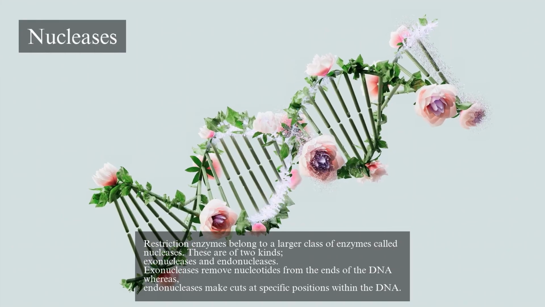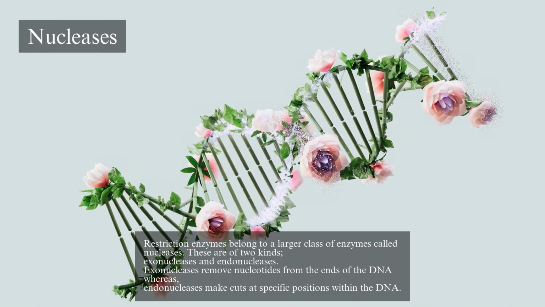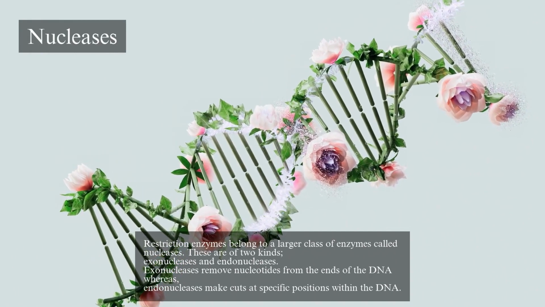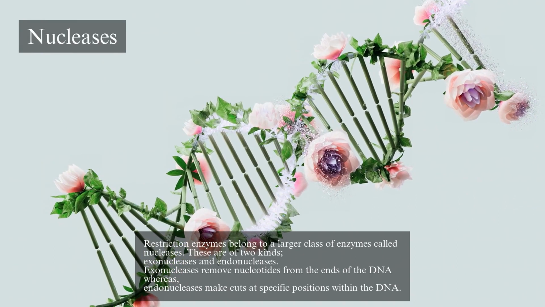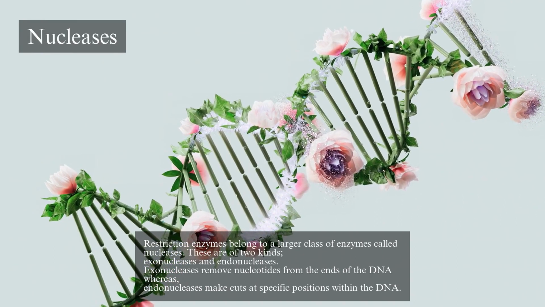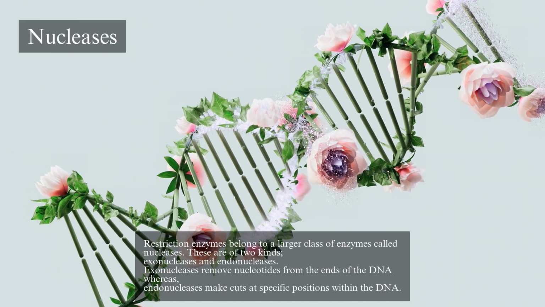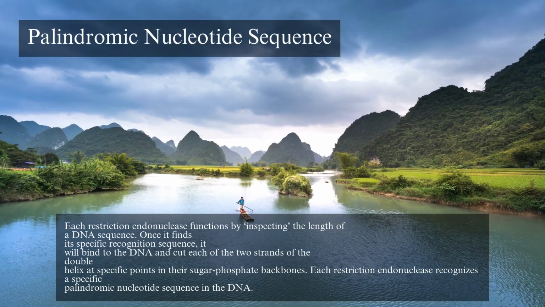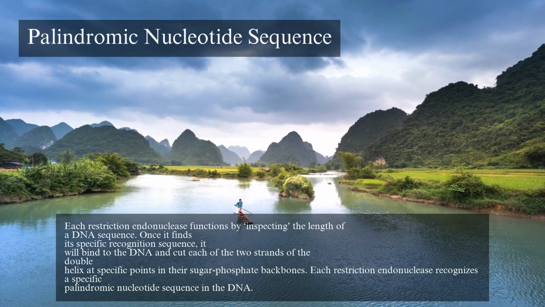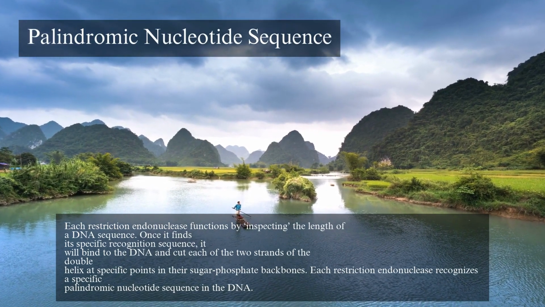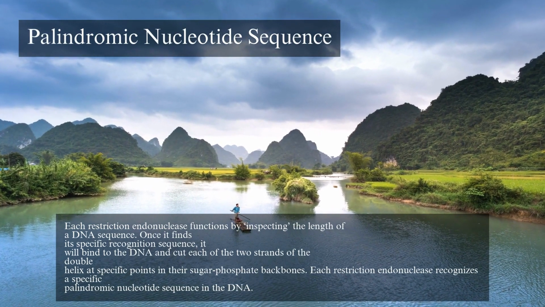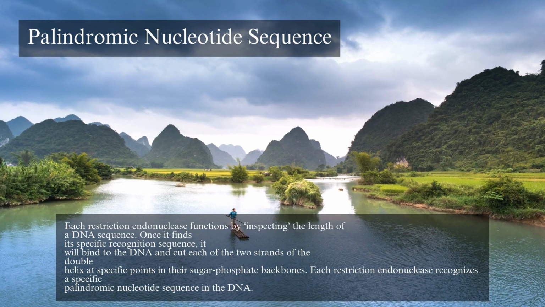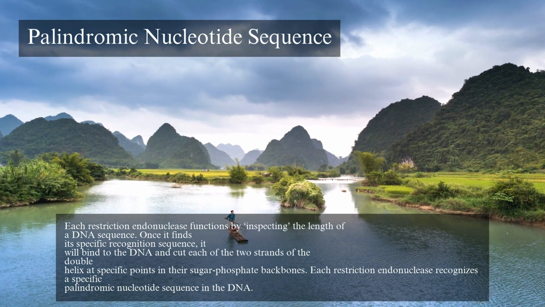Restriction enzymes belong to a larger class of enzymes called nucleases. These are of 2 kinds, exonucleases and endonucleases. Exonucleases remove nucleotides from the ends of the DNA, whereas endonucleases make cuts at specific positions within the DNA. Each restriction endonuclease functions by inspecting the length of a DNA sequence. Once it finds its specific recognition sequence, it will bind to the DNA and cut each of the 2 strands of the double helix at specific points in their sugar phosphate backbones.